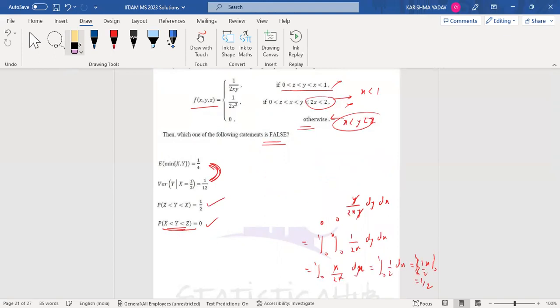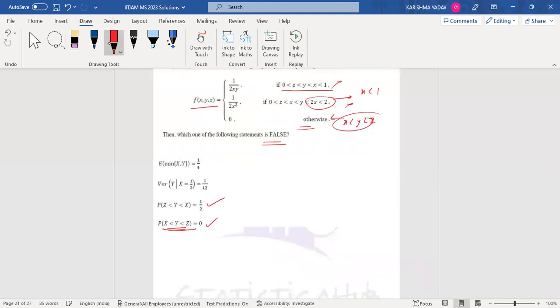Okay, so let's look at this option, that is variance of y given x is equal to 1 by 2 equals 1 by 12, whether this one is correct or not. Okay, so let's see this one. So for finding this variance of y given x, the conditional probability of y given x, we have to find the joint distribution of x and y. Okay, so basically we have to find f y given x, that is distribution of y given x.